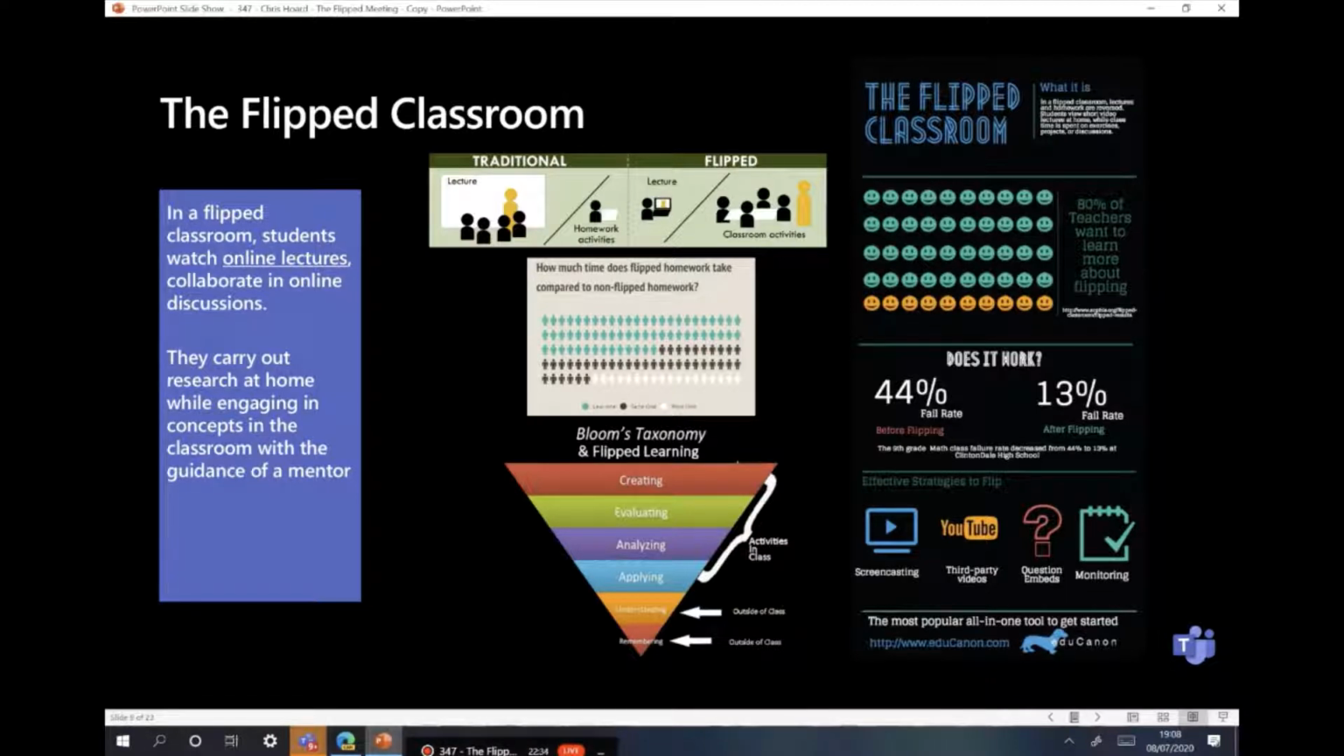So in the flipped classroom, the students do all of their learning and the consuming of the information outside of the classroom, and this can be through things like online lectures, and they then attend the lesson to do active collaboration. They carry out all of their research at home, they engage with those concepts in the classroom, and the teacher therefore becomes a mentor as opposed to a lecturer in that classroom.